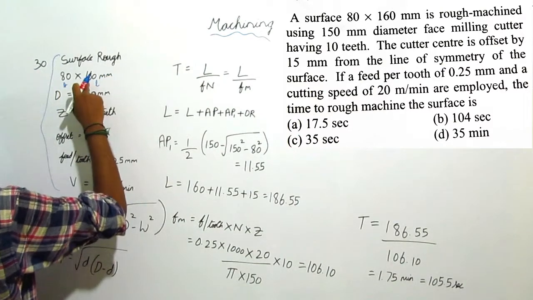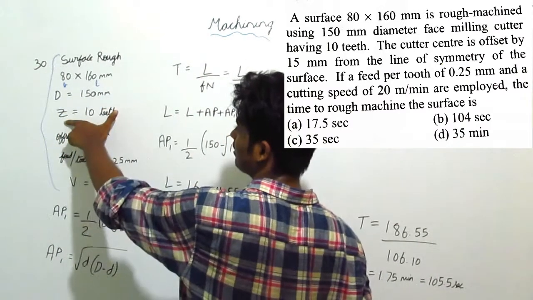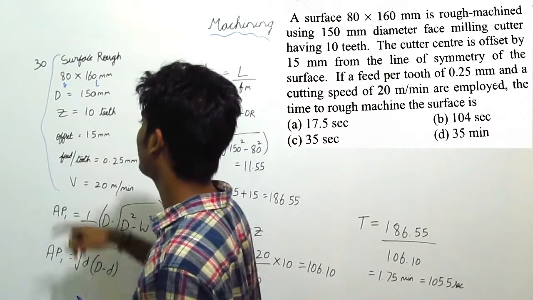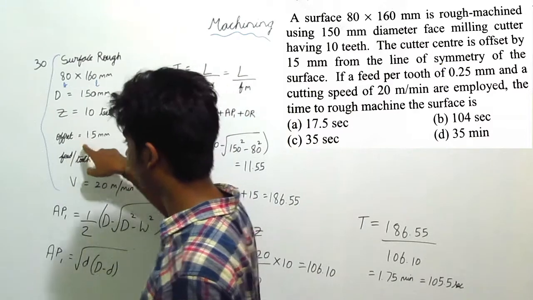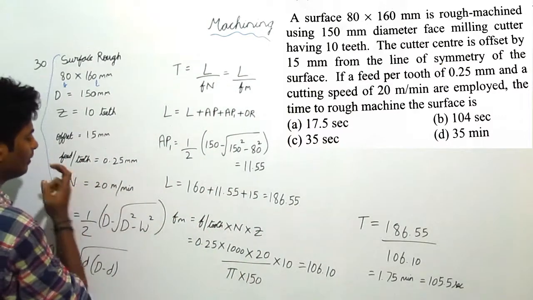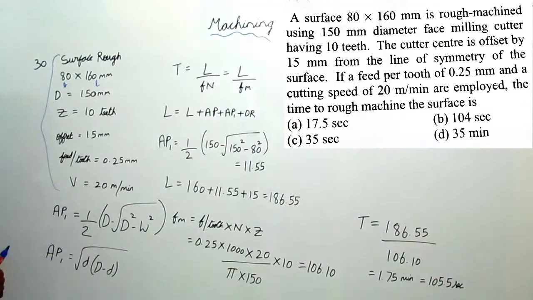80 is breadth, 160 is length, diameter is given as 150 mm, Z is the number of teeth, that is 10, and offset is given as 15. You have to consider this offset as the AP value, okay? And feed per tooth is given as 0.25 mm, and velocity is given as 20 meters per minute.